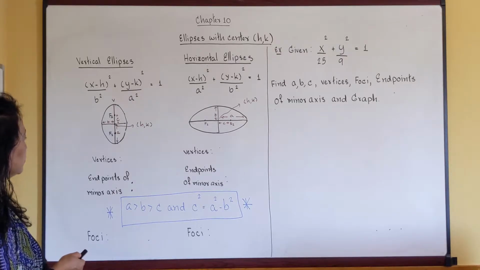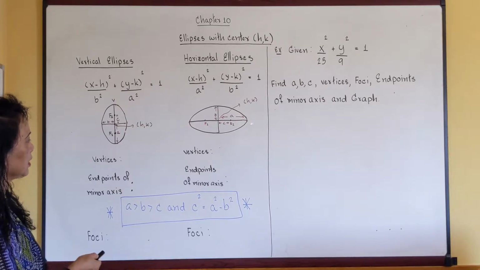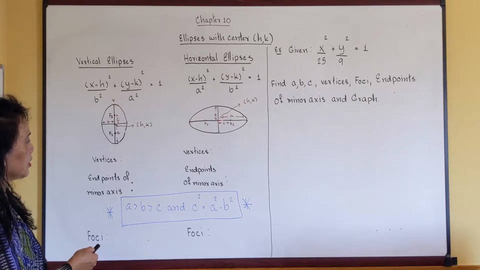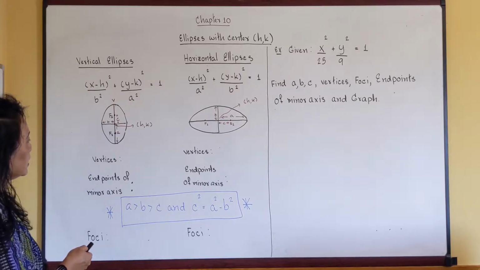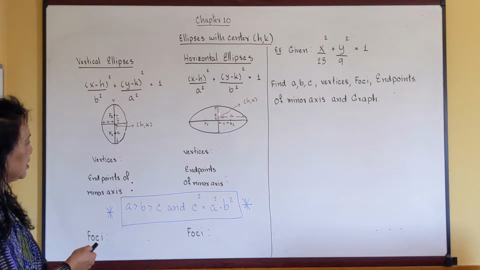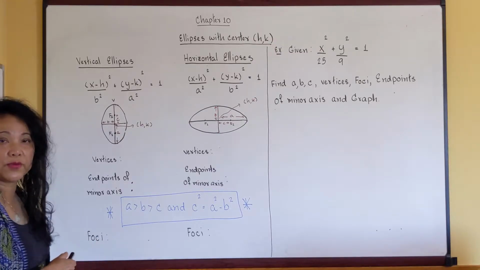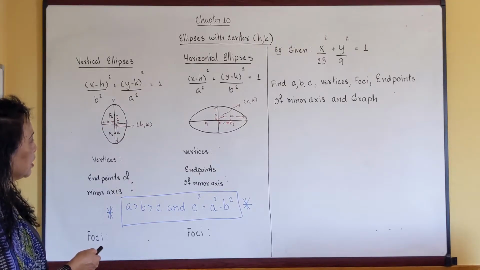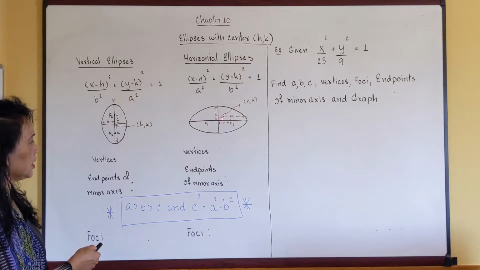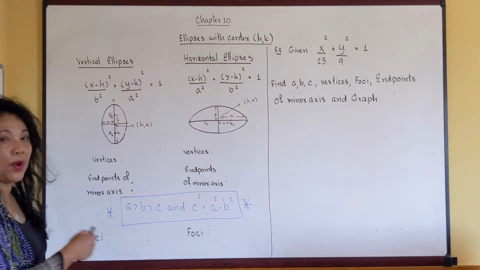Now, the distance from the vertex to the center, you have two vertices, and the center is H, K, is going to be A. A can be horizontal or A can be vertical. Now the distance from the center to the shortest side is going to be B, or it's called the endpoint of the minor axis. So we have one over here too. And the distance from the center to the foci is going to be C. And the foci are going to be on the longest side, either the vertical or the horizontal.